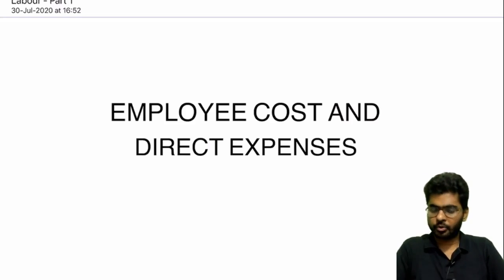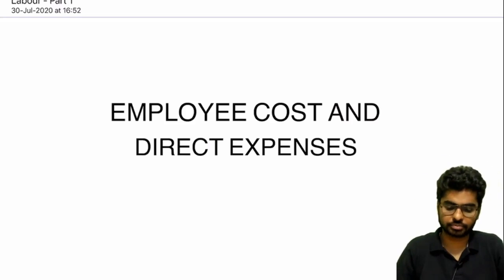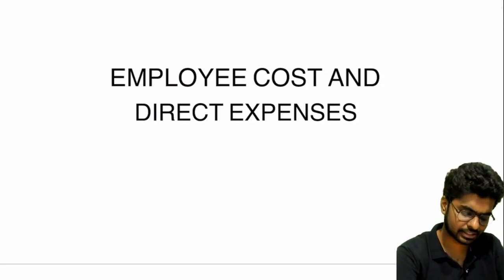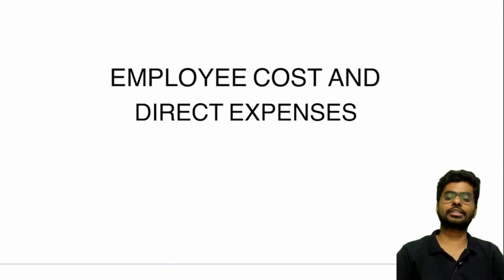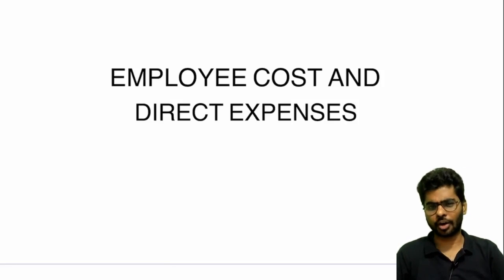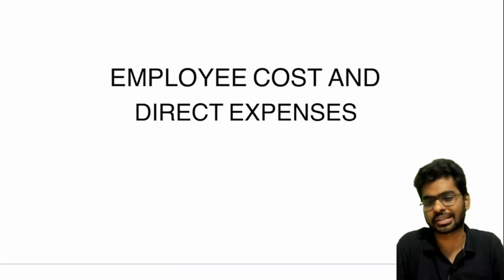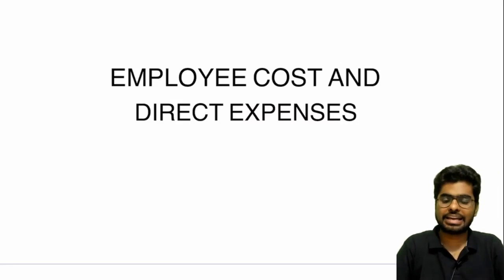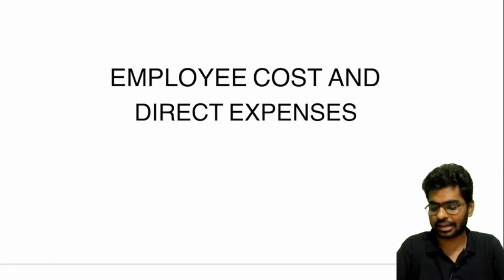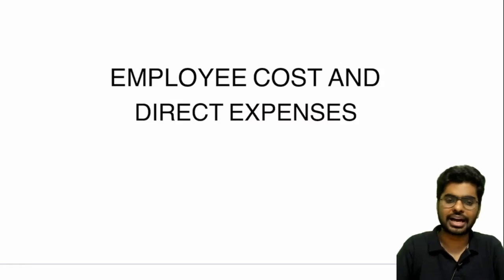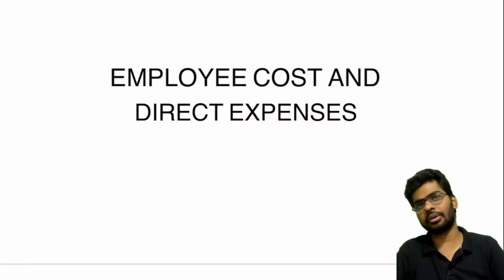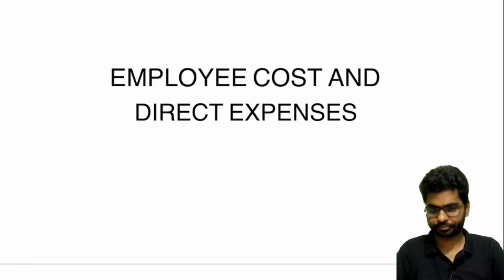The chapter we would be doing today is your third chapter, which is employee cost, direct expenses and indirect expenses. We would not be doing much of direct expenses, because we know direct expenses are expenses which can be traced to a product. If I cannot identify any of the expenses as direct material or direct labor, I'll be putting it under the direct expenses category.